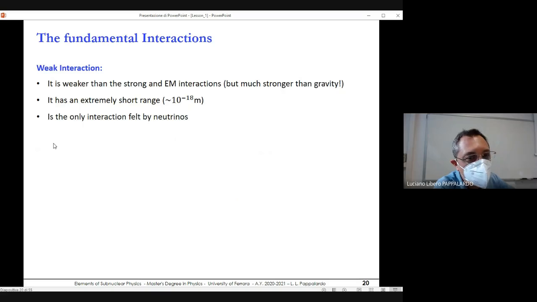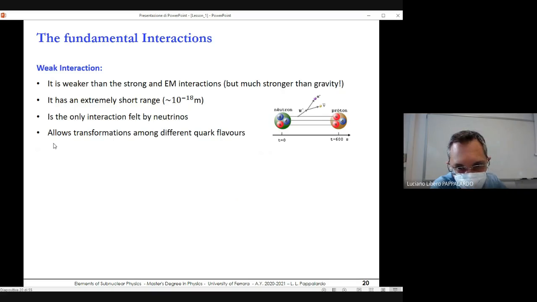And it has an extremely short range, of the order of 10 to the minus 18 meters. The reason for that, as we study, is the very large mass of its carriers, the W and the Z bosons. It is the only interaction felt by neutrinos, and this will be clear later on. A very important feature of the weak interaction is that it allows transformations among different quark flavors. The golden example is beta decay.